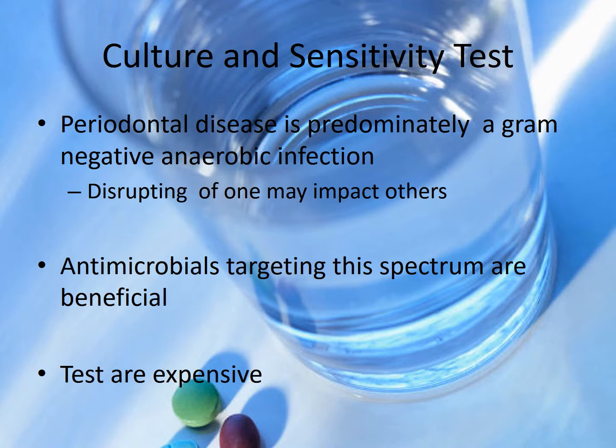In looking at the culture and sensitivity tests, there are also other reasons why we may decide not to culture. One, periodontal disease is predominantly a gram-negative anaerobic infection. Therefore, we know that we are targeting gram-negative anaerobes, and we have information about antibiotics to know if they are broad spectrum or limited spectrum, and actually what organisms they target. Again, as we have previously stated in the previous slide, disrupting one of the bacteria or microorganisms may impact the others, and therefore you don't know which bacteria you're actually getting. Are you getting the ones that are causing the disease, or are you just getting bystanders? Because remember, they make up a complex biofilm.